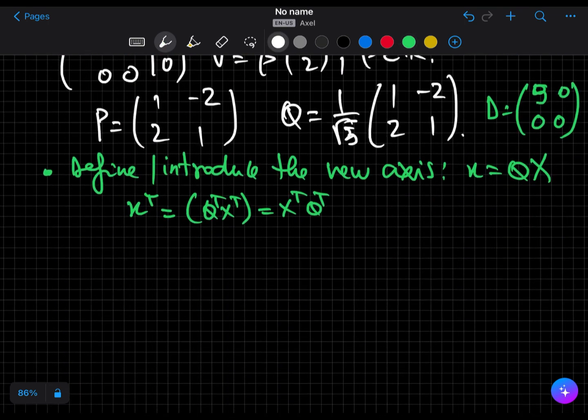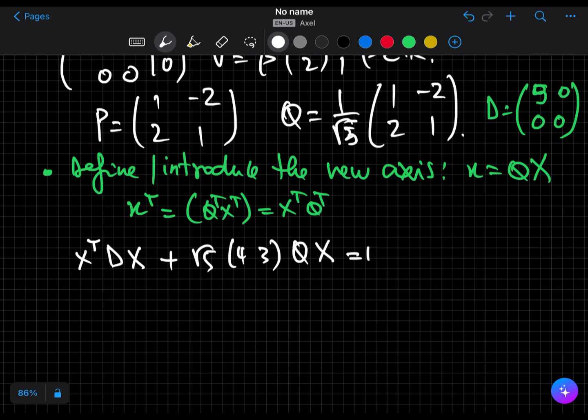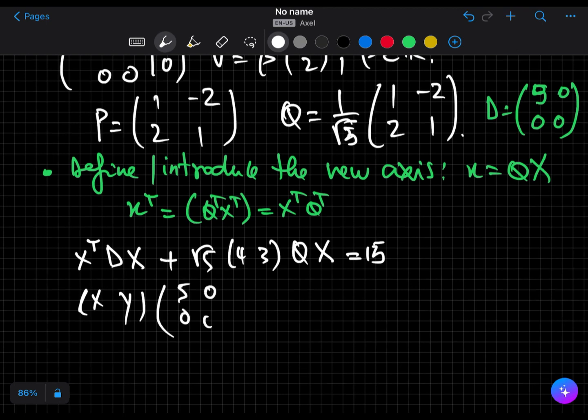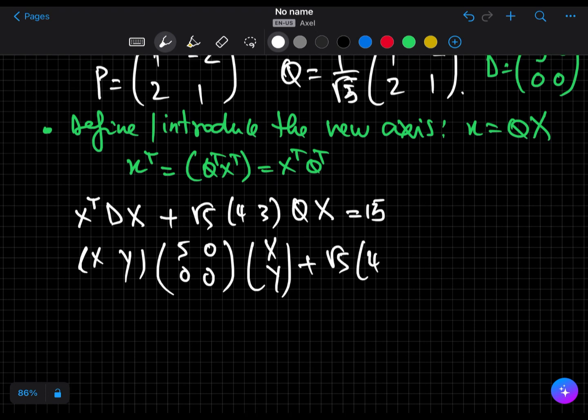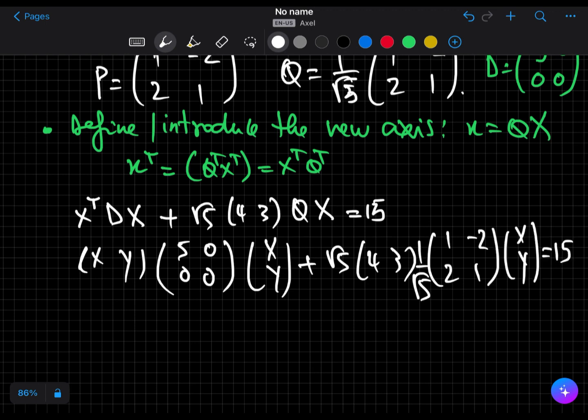After doing some simplification, that will give us X transpose of 5, or let's say X transpose first of D x, plus square root 5 of 4 3 Q x equals to 15. Now I will have x y times 5 0 0 times x y, right? Plus square root 5 4 3 and 1 over square root 5. I'm writing now the Q matrix, minus 2 1, times x y equals to 15.